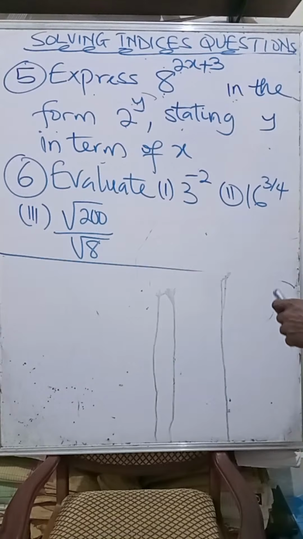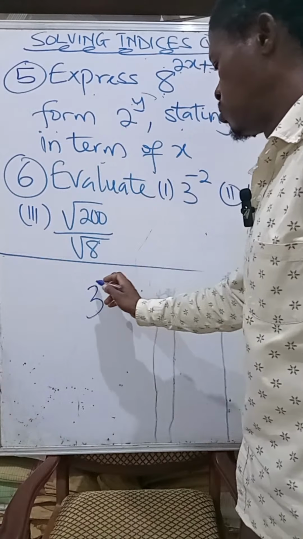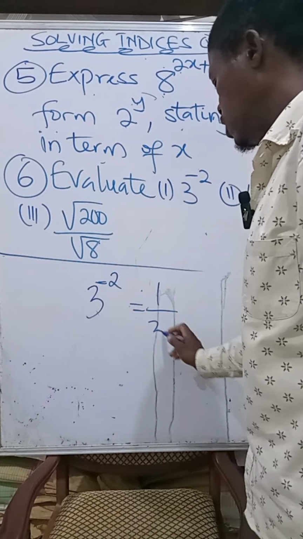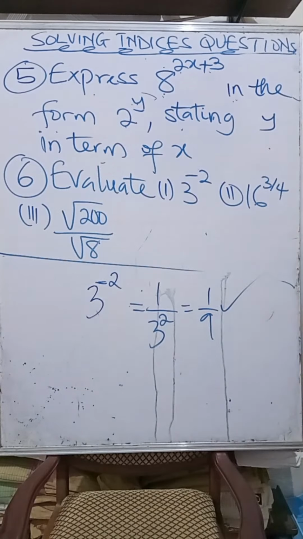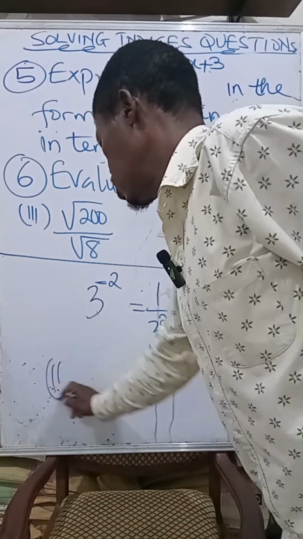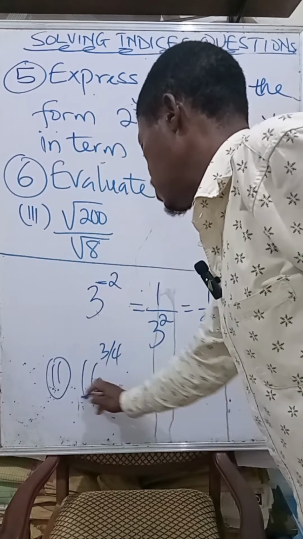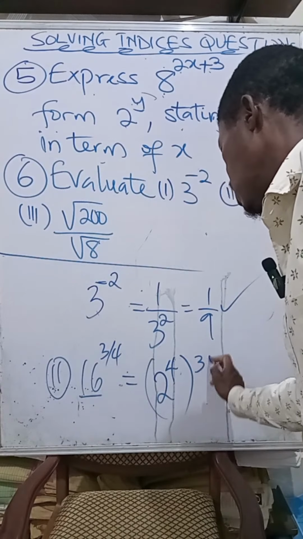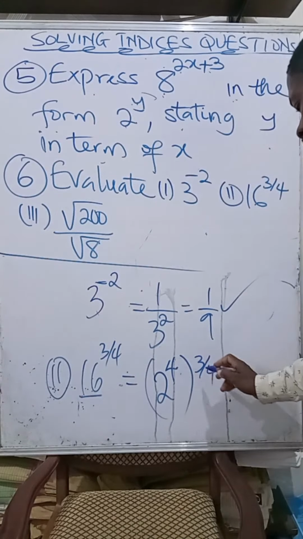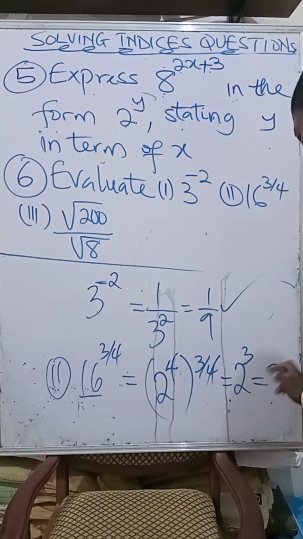Question 6.1. 3 to power minus 2. So this will be equal to, this minus is 1 over 3 to power 2. That's 1 over 9. So that one is done. Then next one, 16 to power 3 over 4. 16 is the same thing as what? As 2 to power 4, and then times the outside power. So 4 times 3 over 4. This and this will cancel. We have 2 to the power 3, and that's 8. Okay.